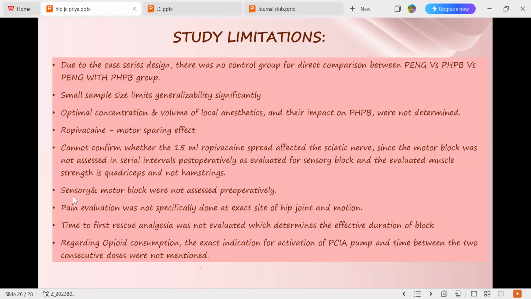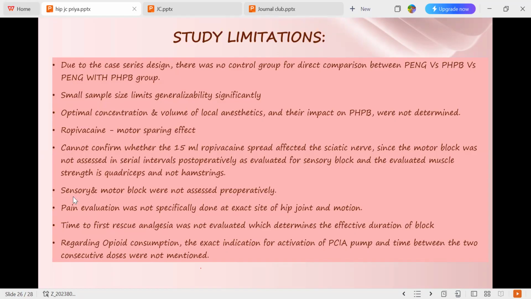So what were the study limitations? Mainly, the study is a case series design, and that too in a short period of time, and there was no control group for a direct comparison of whether the pain relief is because of PENG, or because of the posterior hip pericapsular block, or because of the combined block. So they should have kept three groups: first for PENG, next for PHBB, and next for PENG with posterior capsule block, so that we can say yes, posterior hip pericapsular block also works.